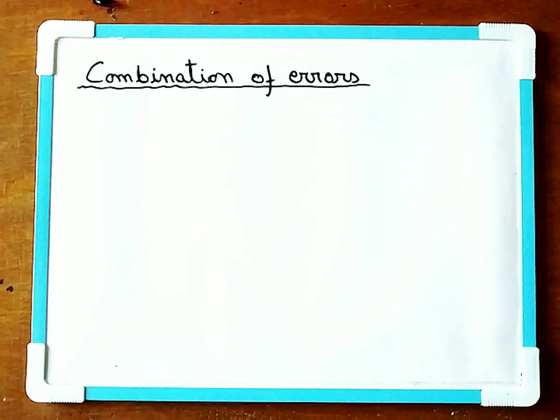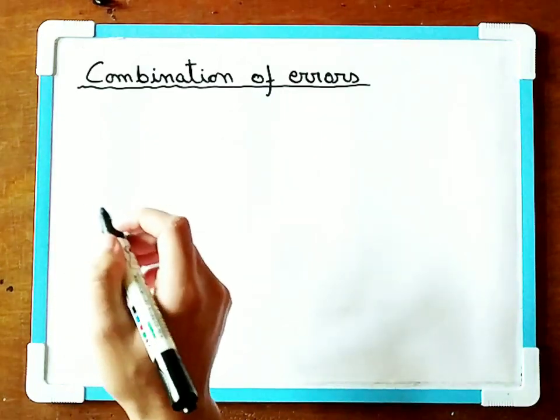In the last lecture we have learned how to calculate the absolute error, the relative error, and the percentage error. And in this lecture we shall learn about the combination of errors, how to calculate the combination of errors. The first type of combination is a sum or a difference.